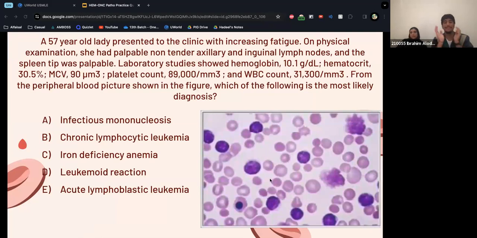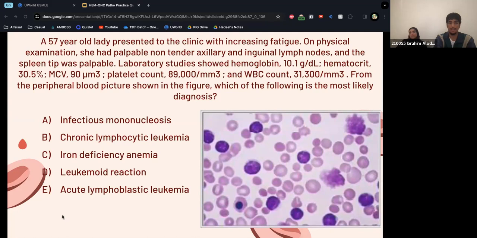So yeah. A 57-year-old lady presented to the clinic with increasing fatigue. On physical examination, she had palpable non-tender axillary and inguinal lymph nodes, and the spleen tip was palpable. Lab studies show hemoglobin of 10.1, hematocrit of 30.5, MCV of 90, platelet count of 89,000, and WBC count of 31,300. From the peripheral blood shown in the picture, which of the following is the most likely diagnosis?